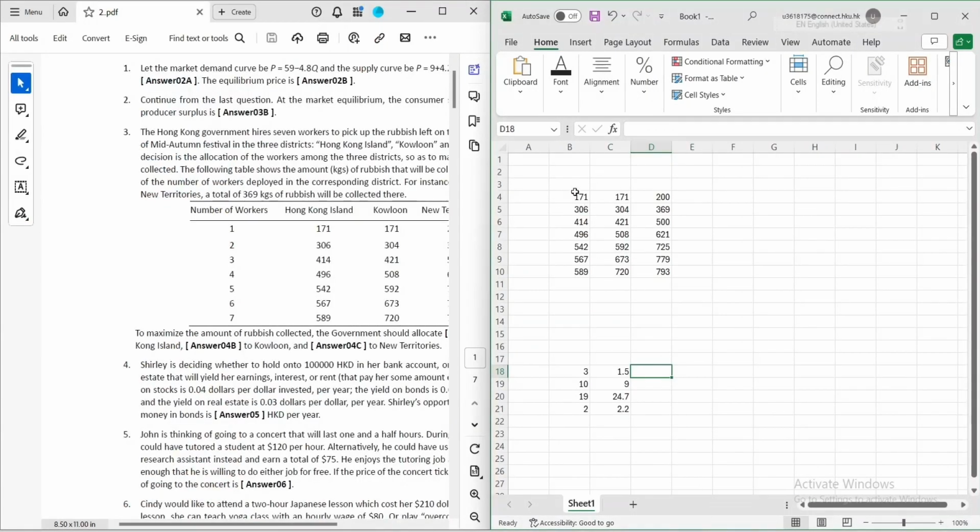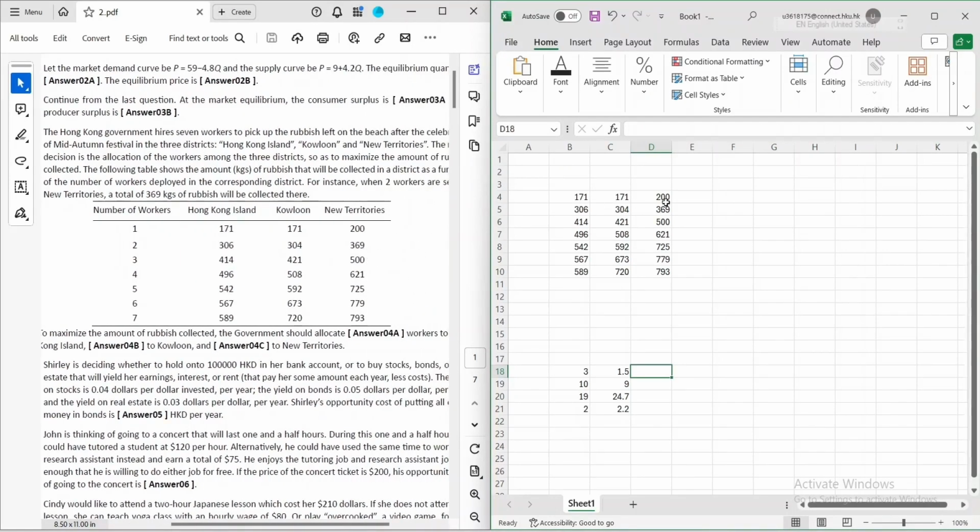And you can see I have already written down all the values from the table just to save our time. So now how do we calculate the marginals? The marginal is simply this cell minus the upper cell, because this value is the output from one worker, and this value is the output from 2 workers. So in order to find out the output from the additional worker, you simply have to subtract this cell from this cell.